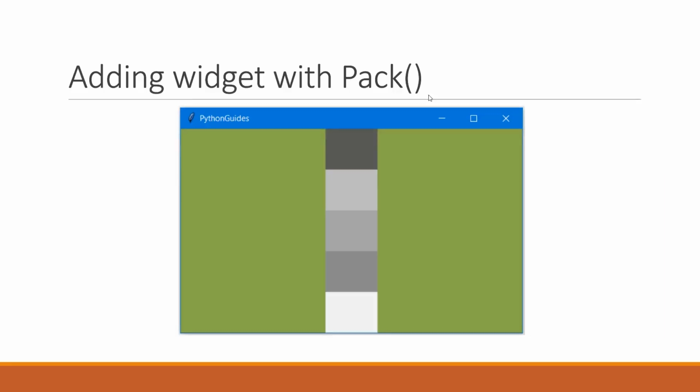Now I will show you how to create this project in Python Tkinter using Pack Geometry Manager. So this is a simple application based upon whatever we have learned so far. So in this application, these are the labels 1, 2, 3, 4, 5, and each label has a background color. So let's go ahead and create this application.